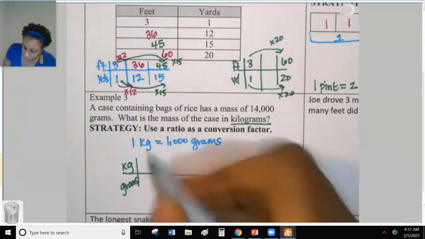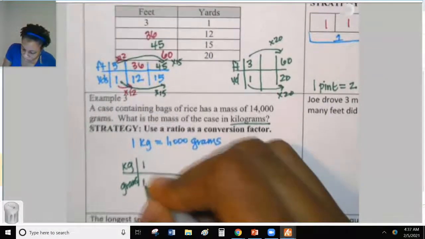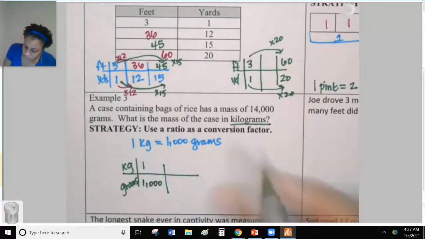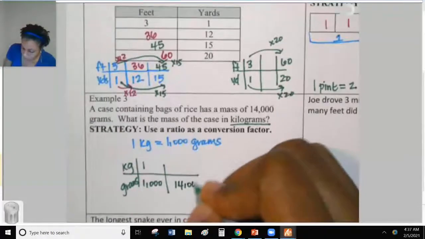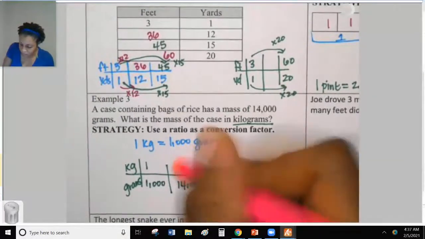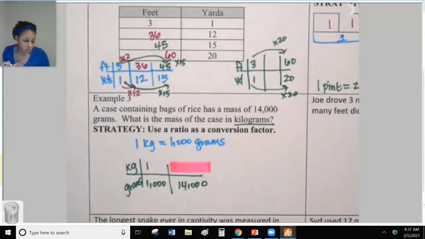So then that means for 1 kilogram, there's 1,000 grams. Okay. They told us we have 14,000 grams. So we're looking for, what is that in kilograms, right?